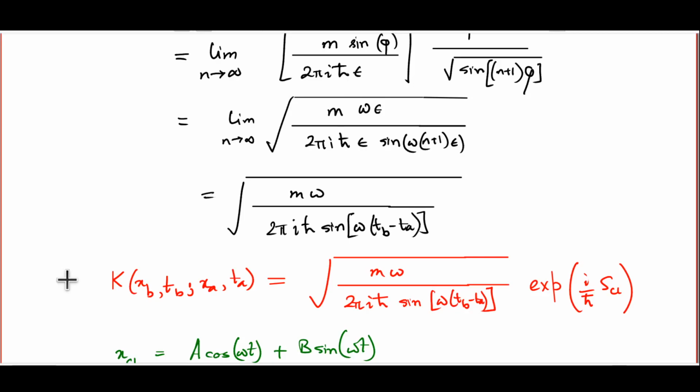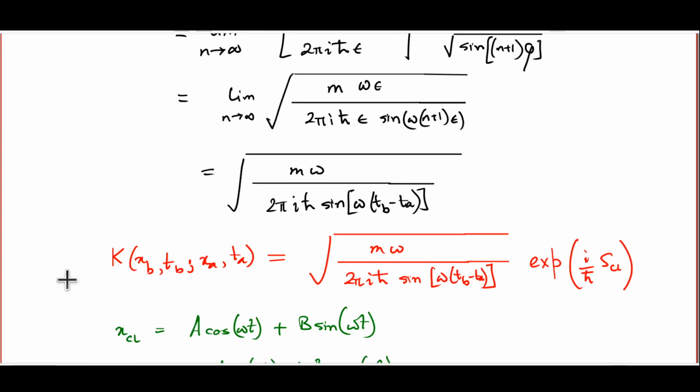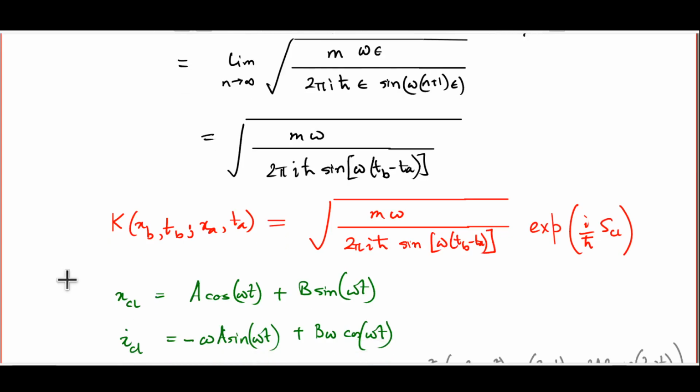So we have figured out the propagator for the harmonic oscillator. All that is left is actually figuring out exactly what S classical is in terms of the initial and final points x_a t_a and x_b t_b. In order to do that, we fall back on the fact that for the classical path, we have the simple harmonic oscillator solution that is familiar to all of us. x classical as a function of t is given by a cos omega t plus b sin omega t. And its derivative, of course, is simply minus omega a sin omega t plus b omega cos omega t.